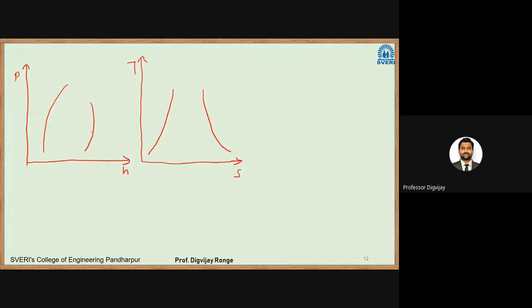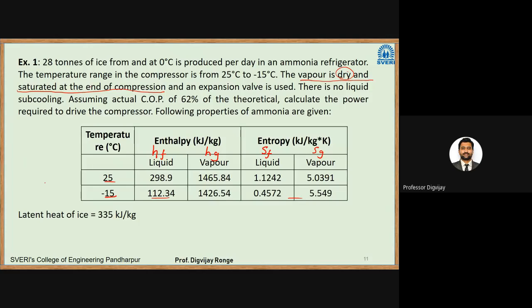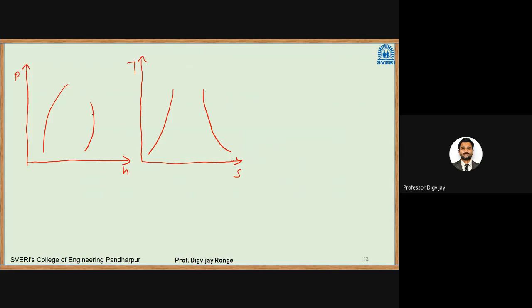The vapor is dry and saturated at the end of compression. That means at the end of compression we will lie somewhere here. That will be our point 2, and then we can draw other points. Like point 1 will be here.